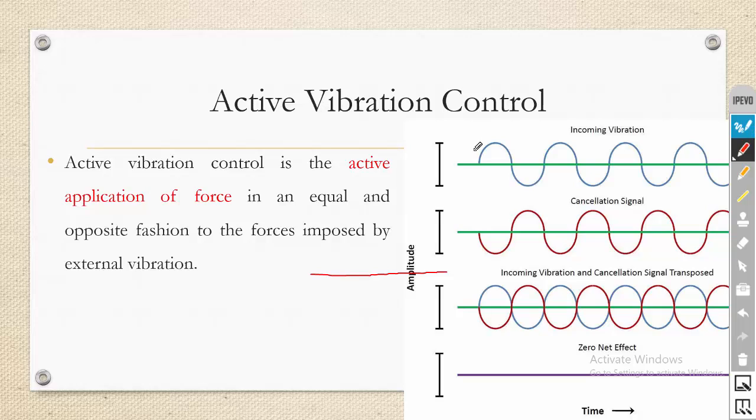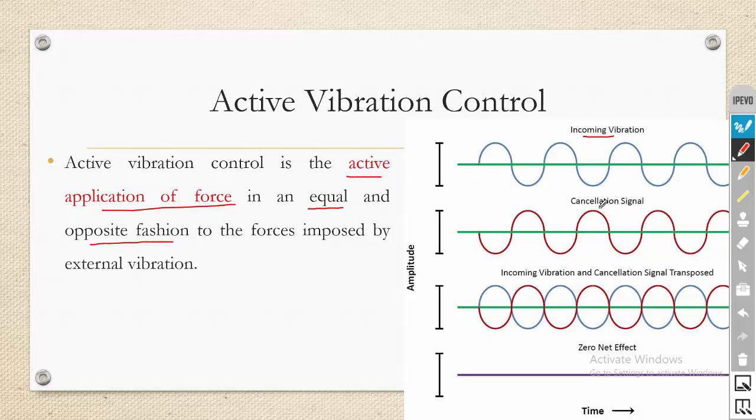So active vibration control is the active application of force in an equal and opposite fashion to the forces imposed by the external vibration. In active vibration control, we are going to apply a force with the same magnitude and in the opposite direction of the externally applied force. So you can see the graph. The first one is the incoming vibration. It starts in the positive direction and it's a pure sinusoidal wave.